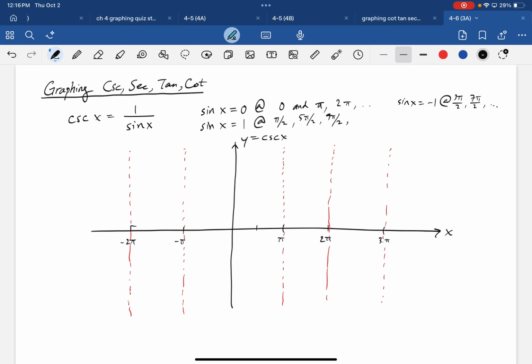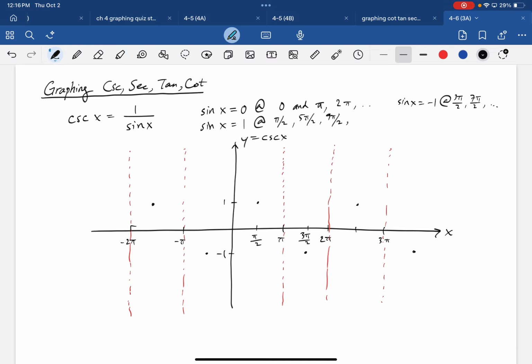So at pi over 2, sine is going to be 1, which means that cosecant is also going to be 1, because 1 over 1 is 1. And then at 3 pi over 2, sine is negative 1, so cosecant is negative 1. And so we have this alternating series here, like that. Okay?